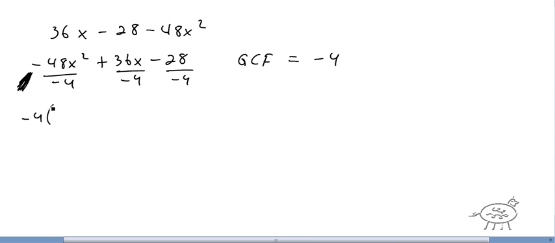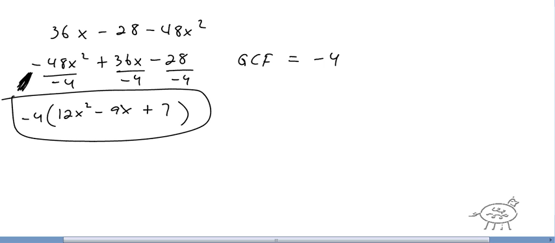So negative 4, parentheses, 3 terms inside here. That gives you positive 12x squared. That gives you negative 9x. And that gives you positive 7. And that's our answer. Okay, so that's how you do greatest common factor with numbers.